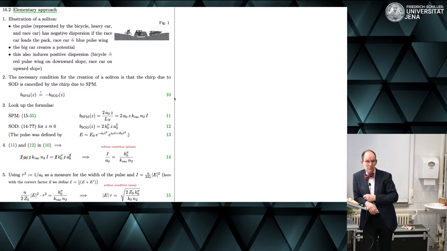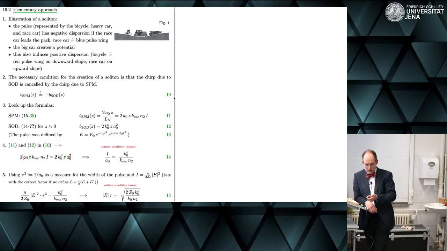If Z wouldn't cancel, then it would not be conceivable that you have a soliton that by definition keeps its shape as it propagates, as Z increases. Well, and if we do that, then we get what's called the soliton condition. And this is actually called the phase version of that, because of this term here.